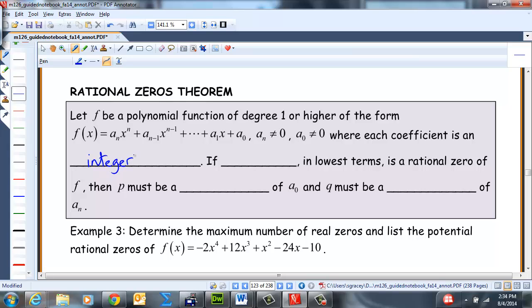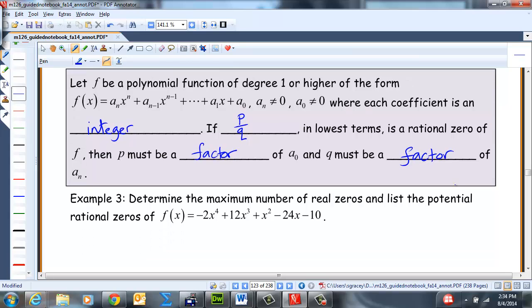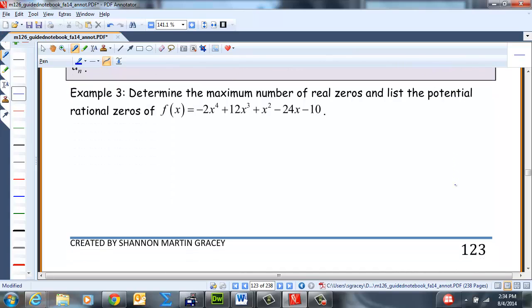So if p over q in lowest terms is a rational zero of f, then p must be a factor of a sub 0, the constant term, and q must be a factor of the leading coefficient, which is a sub n. So example 3 is asking us to determine the maximum number of real zeros and list the potential rational zeros of this function f.